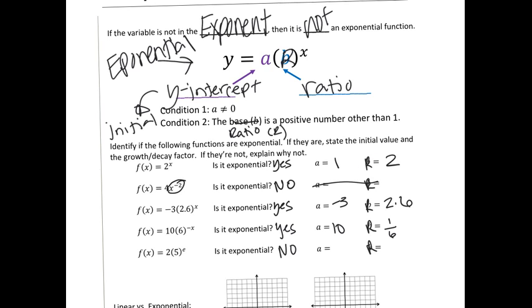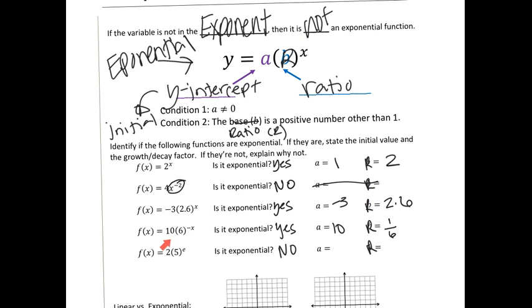Hopefully this is what your answers look like. First one, yes. Since there's not two numbers present, it's just the number 2, it's understood that A is 1, and your ratio is 2. The second one is no, because your variable is at the bottom, while the exponent is an actual number and not the variable. Number 3: -3 is your initial value, and 2.6 is your ratio. It can be a fraction. It doesn't have to be a whole number.